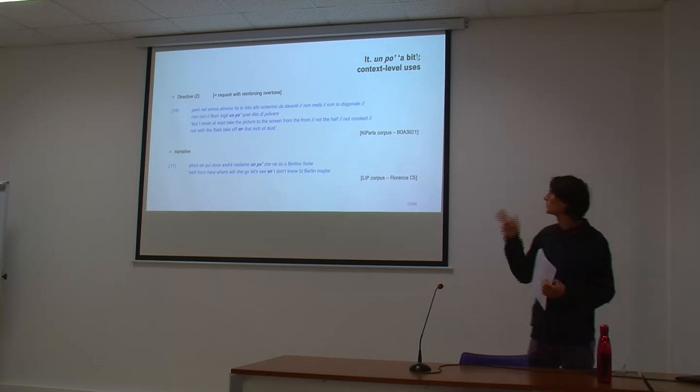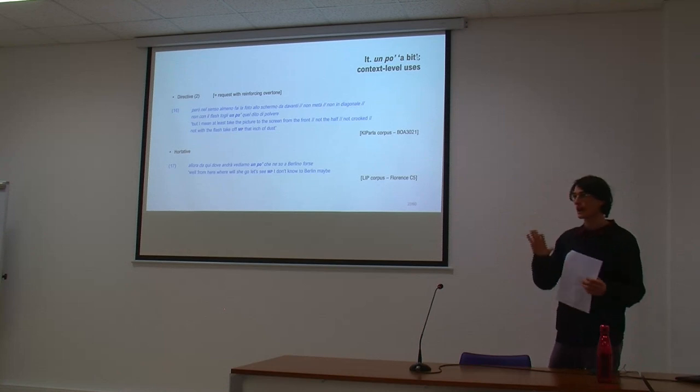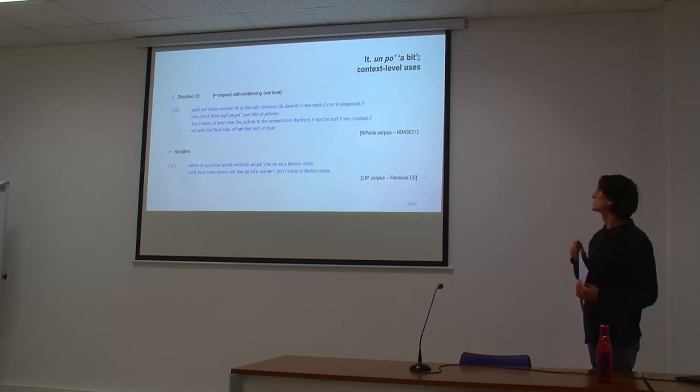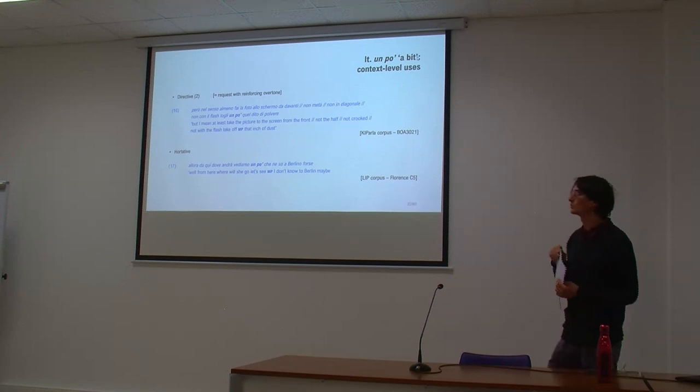Then un po' also appears in another kind of speech act, which is very close to directive, which are hortatives, first person plural. "Allora, da qui dove andrà? Vediamo un po'. Che ne so, a Berlino forse." Well, from here, where will she go? Let's see. I don't know, to Berlin maybe.